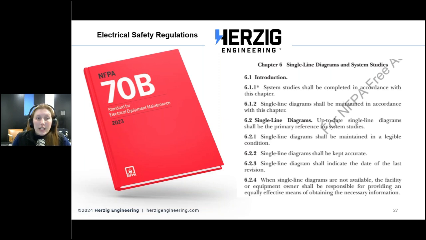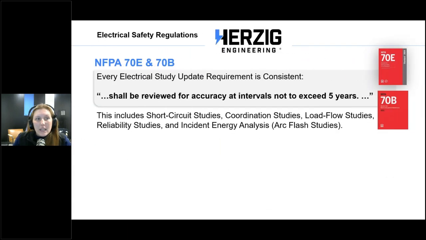When single line diagrams are not available, the facility or equipment owner shall be responsible for providing an equally effective means of obtaining the necessary information. And I can tell you that equally effective means later turns into a one-line diagram most of the time. So, you don't have one currently, well, you better start collecting the data, and then eventually that gets put into a diagram anyway. And whenever it comes to updating them, it mentioned keeping it accurate.